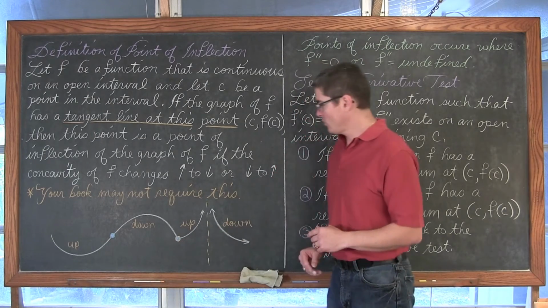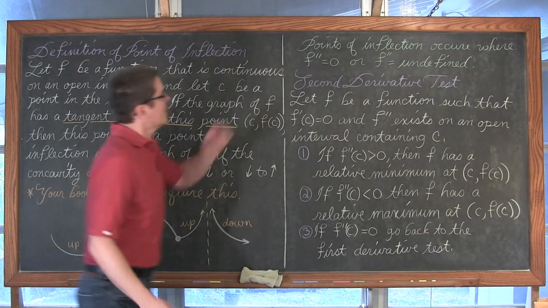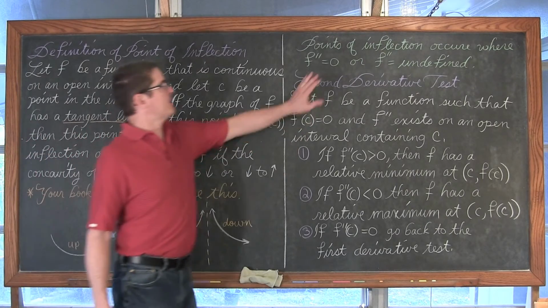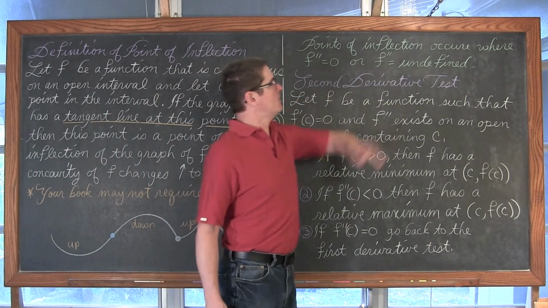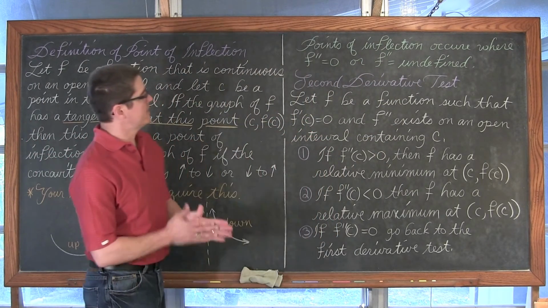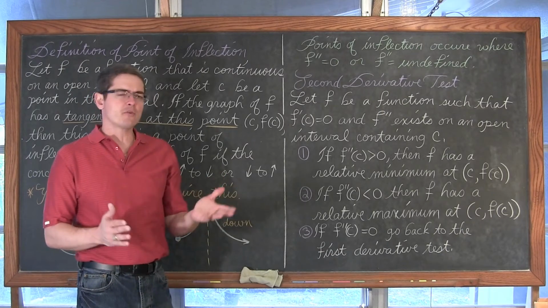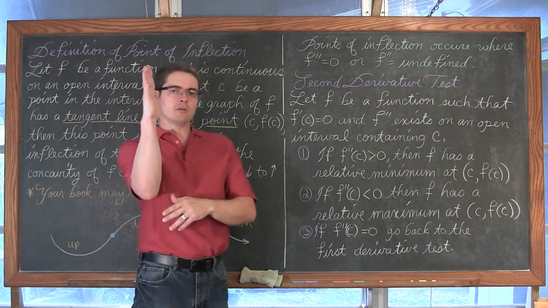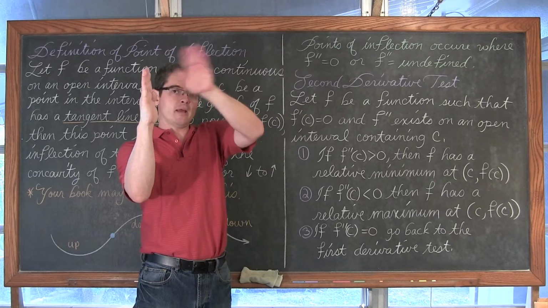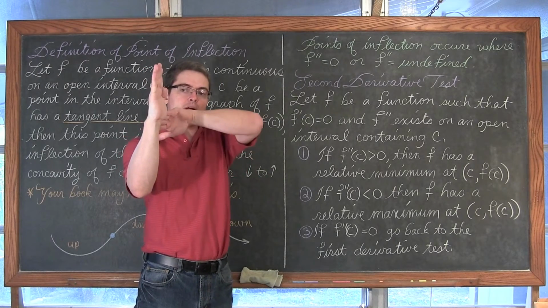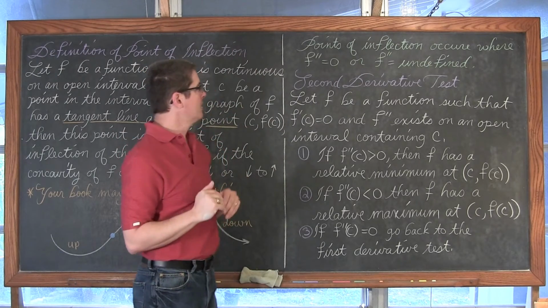Some books will. Okay, points of inflection occur where f double prime, the second derivative, is equal to 0, or where the second derivative is undefined. Remember that first screen with the three pictures, we had that vertical tangent line, and we had a point of inflection there. We went from being concave up to concave down.